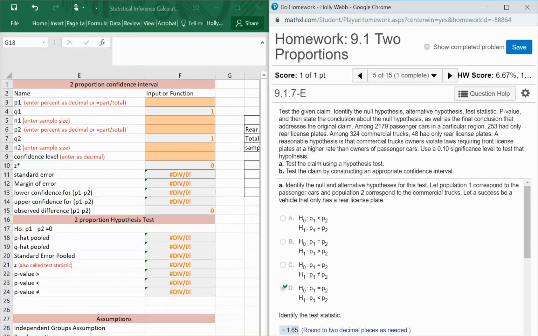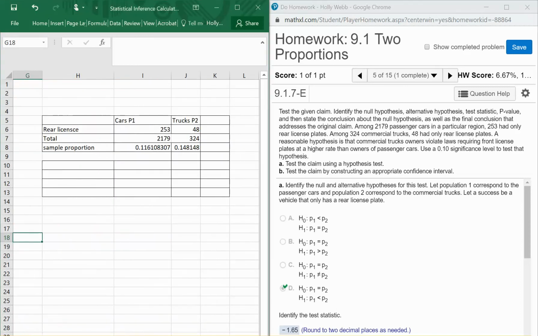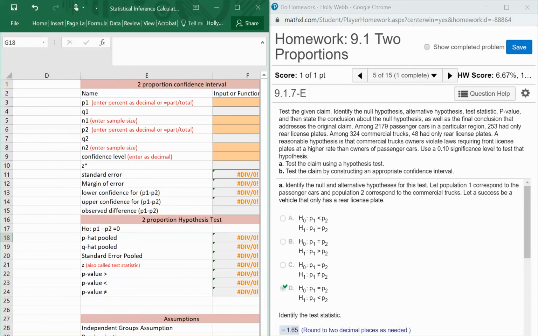So I went ahead and created a little table over here. Cars is P1, and cars with rear license plates only, total number of cars, and then the sample proportion of cars with rear license plates only. And the same for trucks, population 2. So we're going to go ahead and put these into our calculator to see how we arrive at our test statistic.